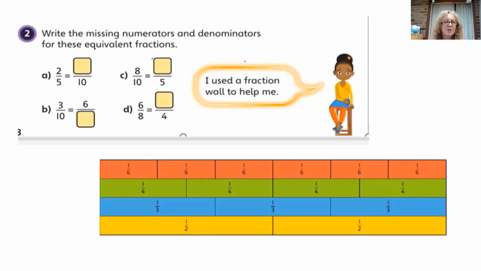So let's look at number 2. Right, the missing numerators and denominators for these equivalent fractions. So can we see that we're missing some numerators and some denominators? So you can use a fraction wall to help you. Now, you might not have a fraction wall that's got 5ths and 10s, and you don't want to make one or anything, but if you've already got one that's been made, you might use it just to jog your memory. So I'm using this just to jog my memory of what I'm doing.